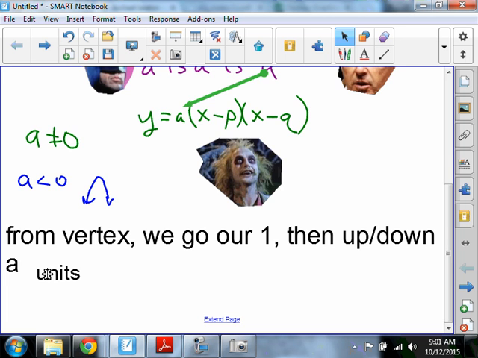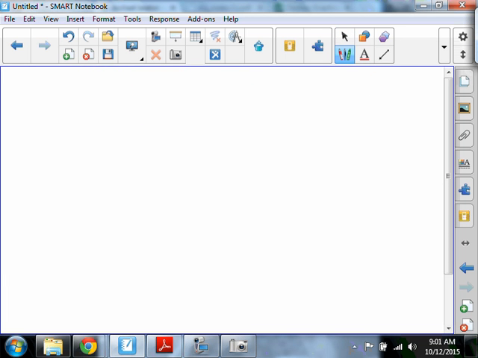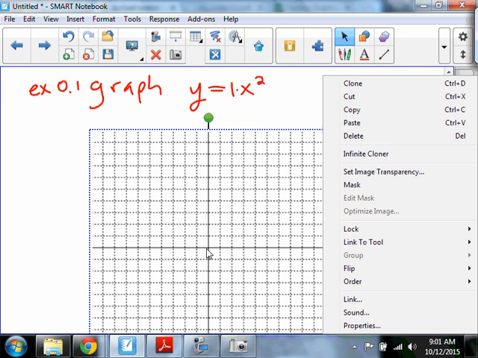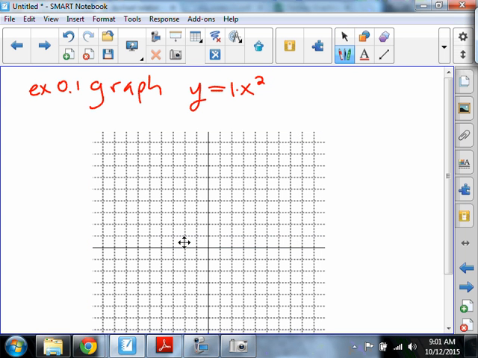Let's go to example 0. This is from last week. Example 0.1, we're going to try to graph y equals x squared. Y equals 1x squared. So where's my vertex on this one? 0, 0, good. So there's my vertex at the origin.